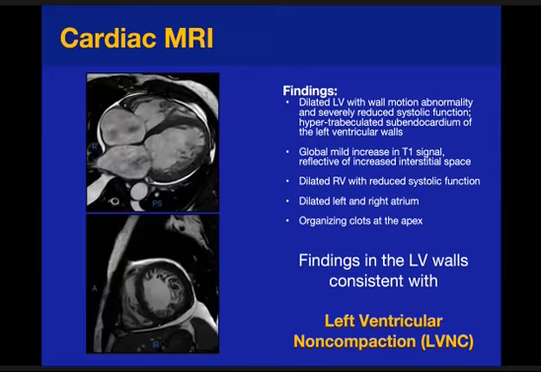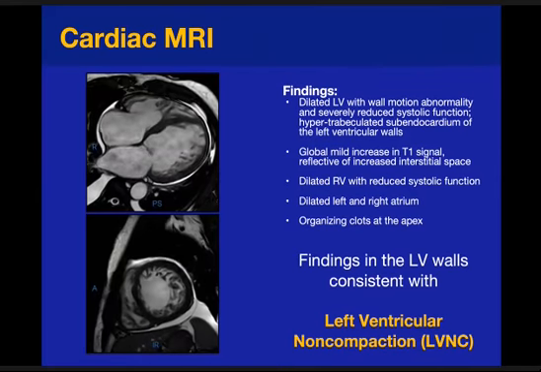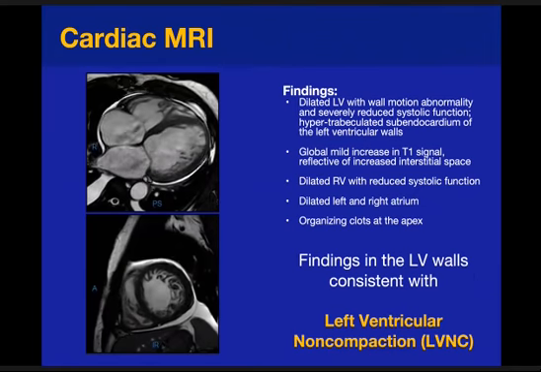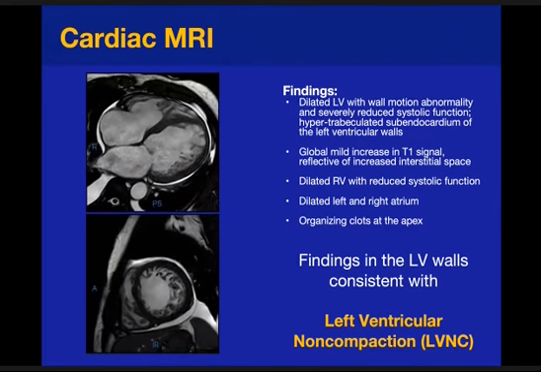So the findings we saw in this patient on cardiac MRI: dilated left ventricle with wall motion abnormality and severely reduced systolic function, with hypertrabeculated subendocardium of the left ventricular walls. Now, these findings are consistent with left ventricular non-compaction.